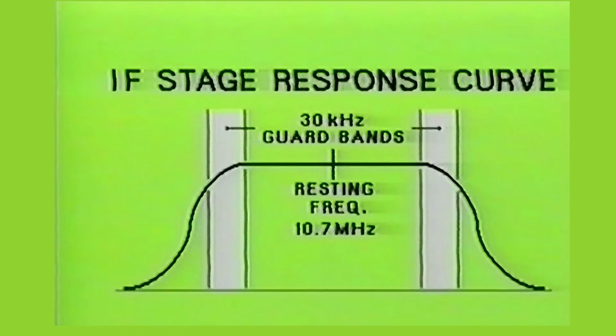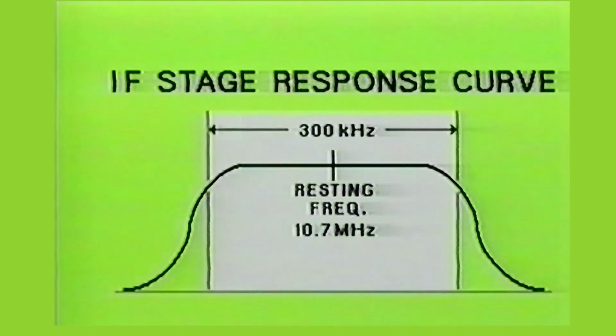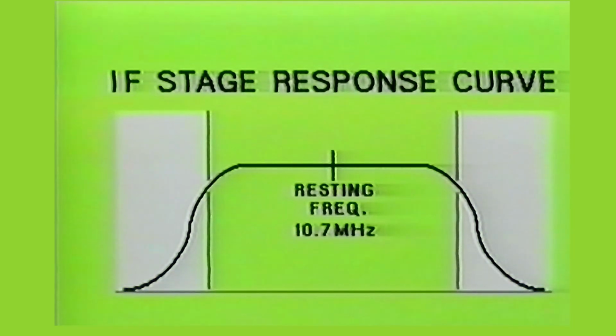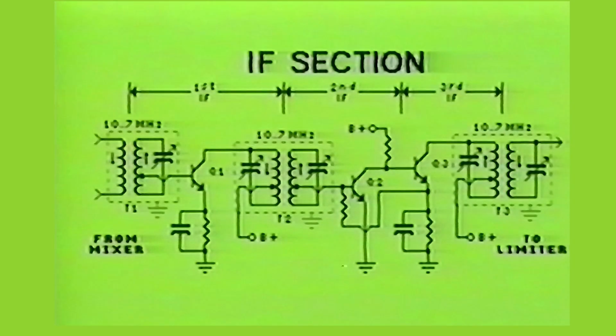The response curve of the FM system will normally be tuned so there is a 30 kHz guard band at the high and low frequency ends of the response curve. This, in effect, makes the total IF bandwidth 300 kHz wide. All frequencies falling outside of the 300 kHz bandwidth would naturally be attenuated by 25 decibels or more, and therefore would not be amplified by the IF stage. Now let's return back to the IF amplifier stages.